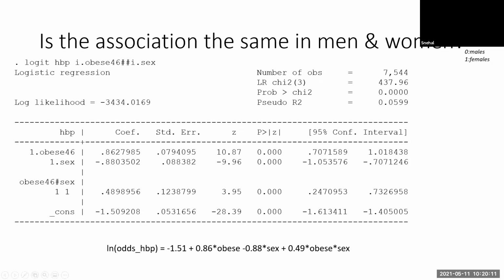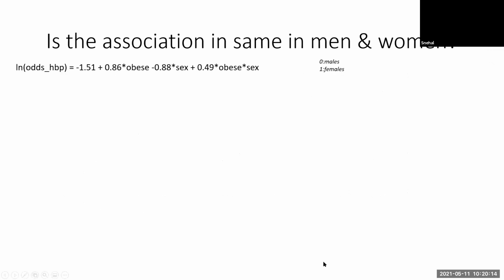So this equation does look quite long, but we're going to try and break it down to understand what it really means. So if we just look at males in the first instance, that will be fairly straightforward because this bit of the equation drops off and this bit of the equation drops off because sex is 0. And we end up with the log odds of high blood pressure is minus 1.51 plus 0.86 times obesity.